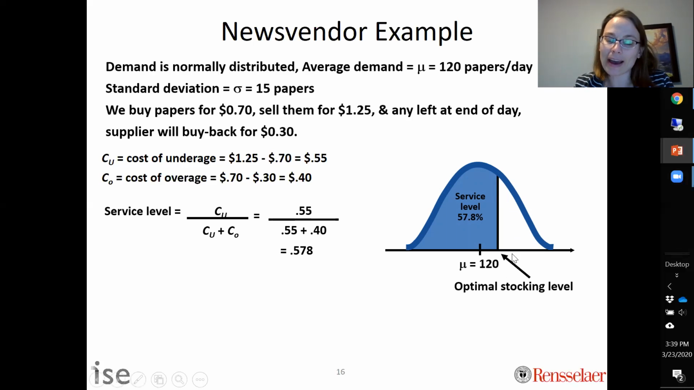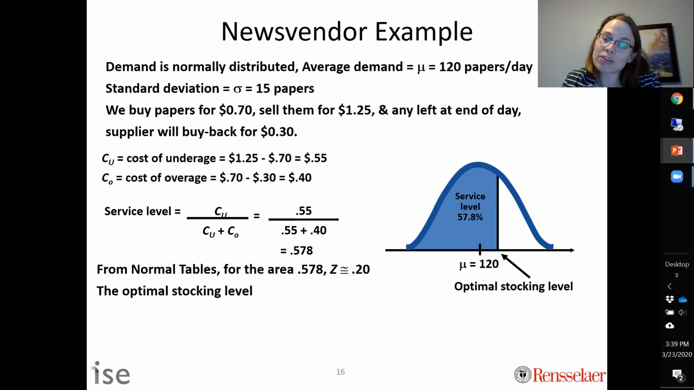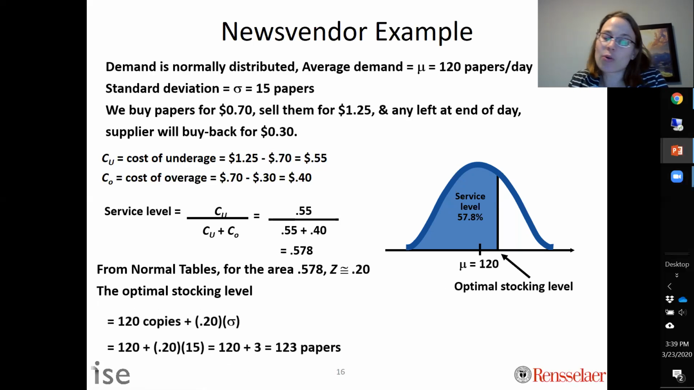We basically want to figure out graphically what is the value where the blue area under the curve is 57.8% when we have a mean of 120 and a standard deviation of 15. So we can go look up the Z value for 0.578, and that gives us a Z value of approximately 0.2. We can then use the equation Q equals mu plus Z times the standard deviation, which, plugging in for this specific normal demand, gives us that we should buy 123 papers in the morning and hope that we sell all of them. Sometimes we'll have more, sometimes we'll have less, but this is the value that maximizes the expected profit or minimizes the expected cost for this example.